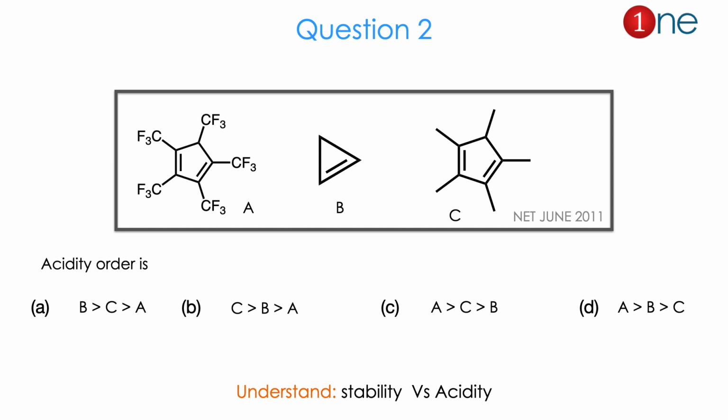Then question number 2. Here you have 3 compounds. The first compound contains a 5-fluoromethyl group and it has a diene. The next compound is cyclopropene, and compound C contains cyclopentane in diene form, and it has 5 methyl groups attached to it. Here they are asking about acidity. How is the acidity here? Whether molecule A is more acidic, or B, or C.